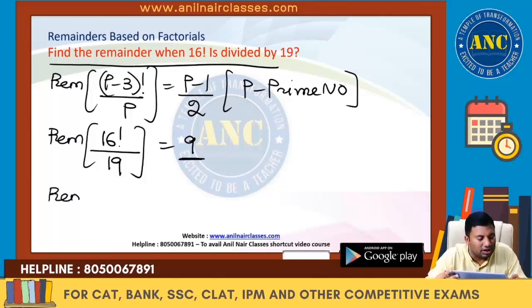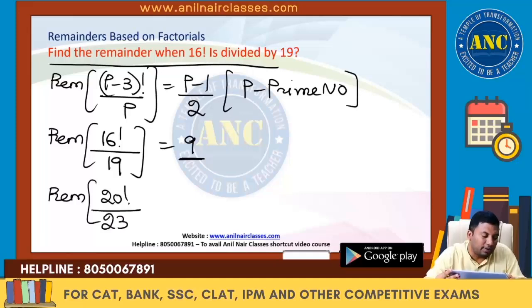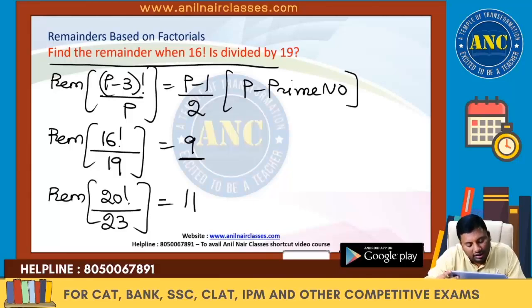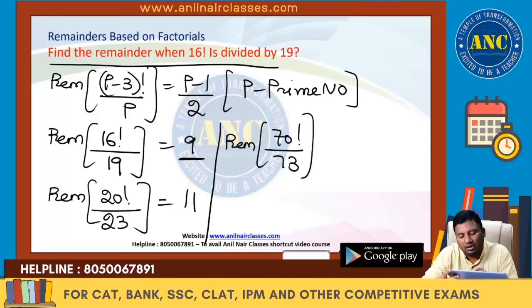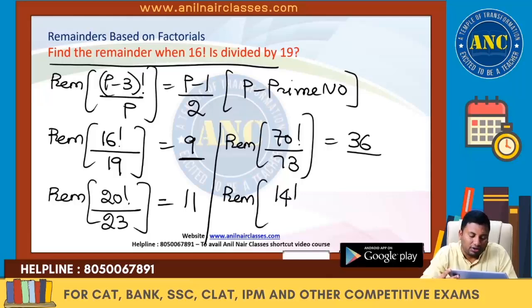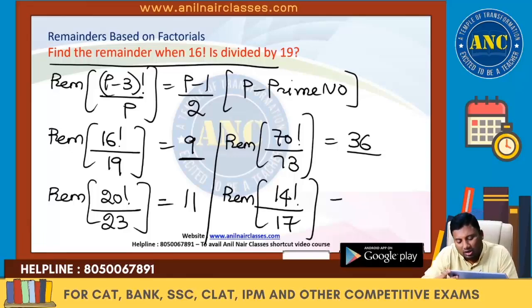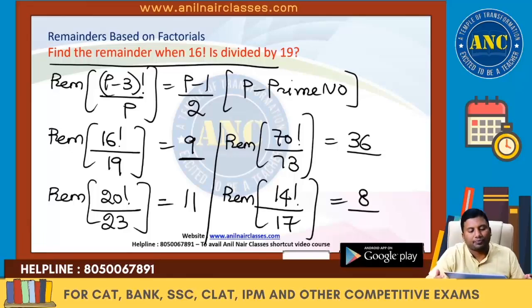Suppose the question is the remainder when 20 factorial is divided by 23. 23 minus 1 is 22, 22 by 2 is 11. It's all direct calculation. 70 factorial by 73: 73 minus 1 is 72, 72 by 2 is 36. If the question is 14 factorial divided by 17: 17 minus 1 is 16, 16 by 2 is 8.